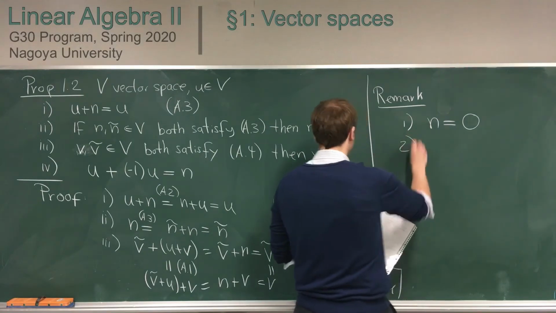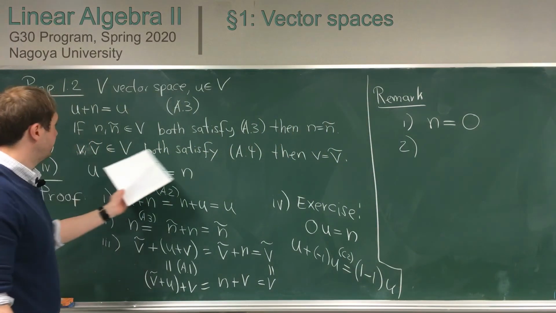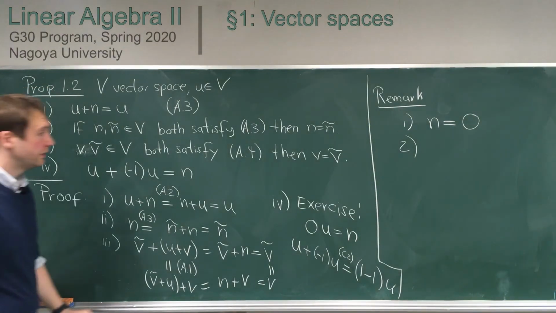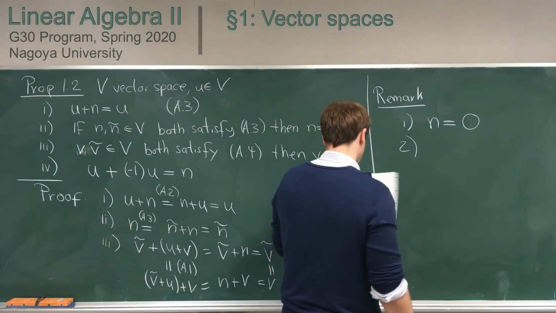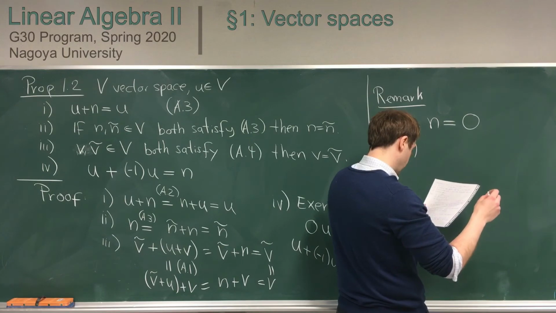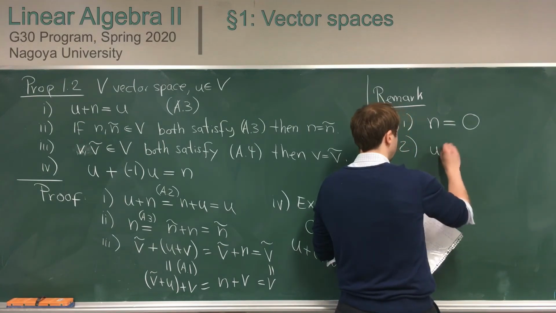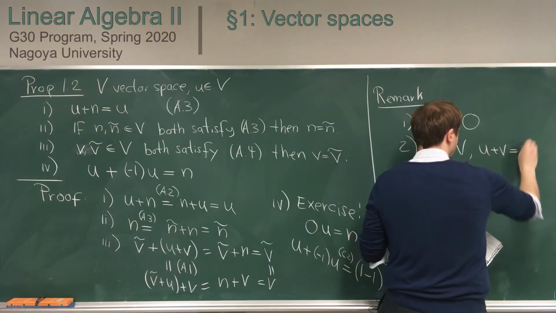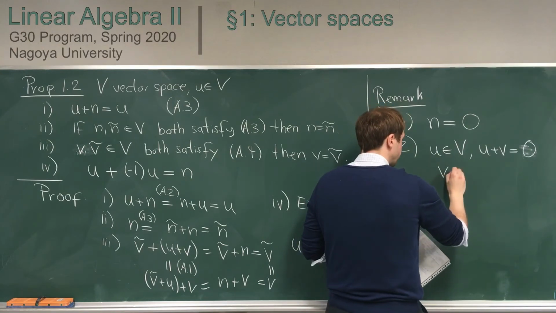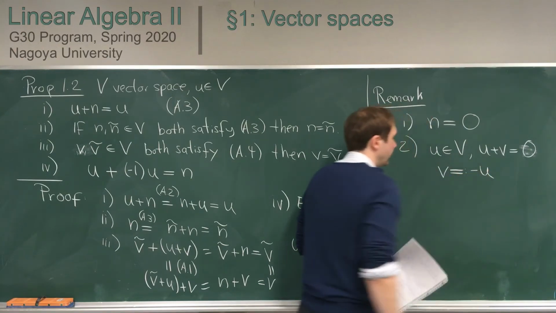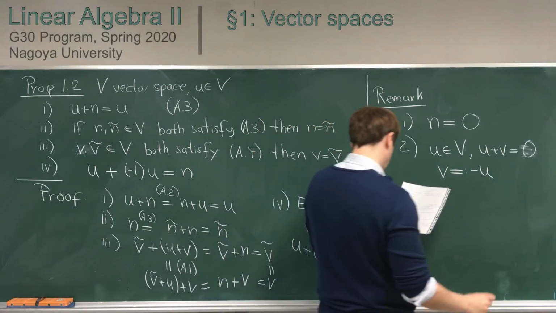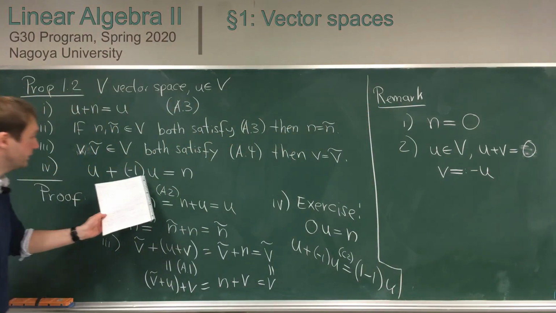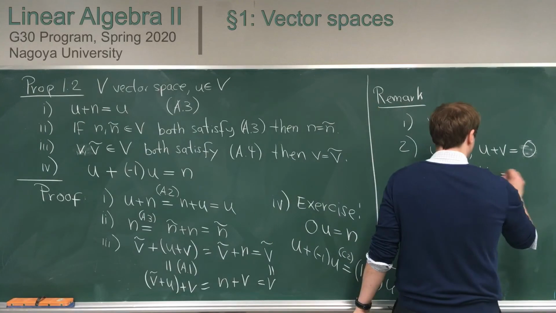And the second is that here, due to statement number 3, the inverse of an element is also unique, and therefore we will give it a name. So if u is in V and u plus v equals the identity, the 0, then we will denote this v by minus u. And by proposition 1.2, the last statement here, this is actually given by minus 1 times u.